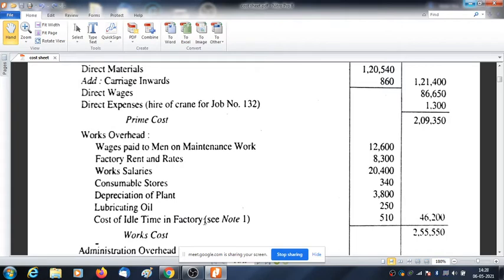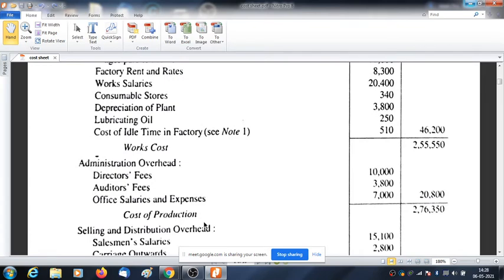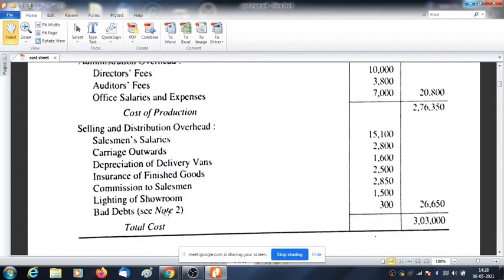Just see the solution for a minute. Then comes directors fees, auditors fees, office salaries and expenses. This will give you cost of production. After this, it is works cost, and after this, it is cost of production. Next comes selling and distribution expenses.